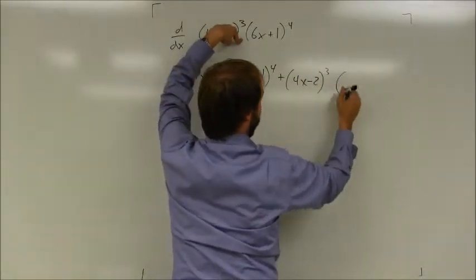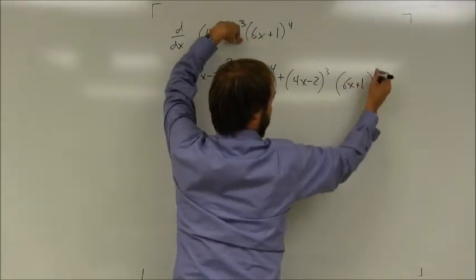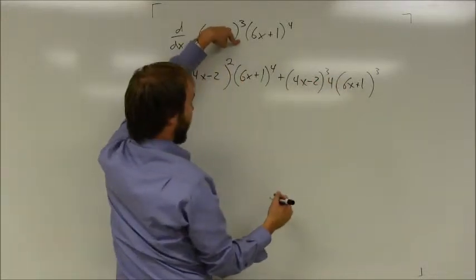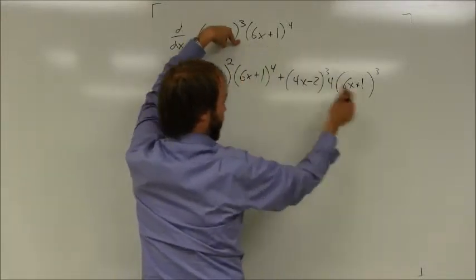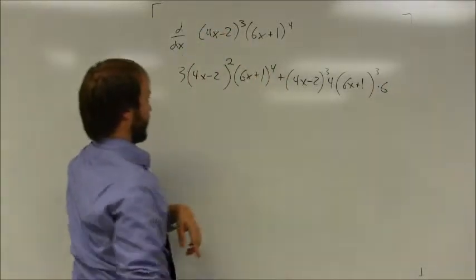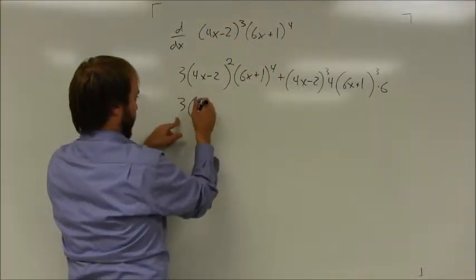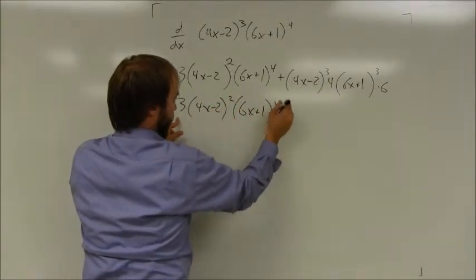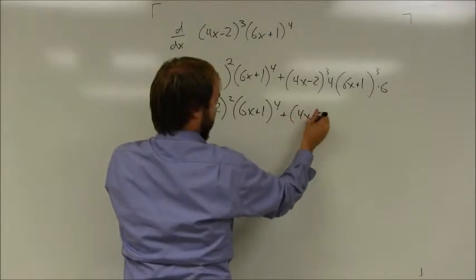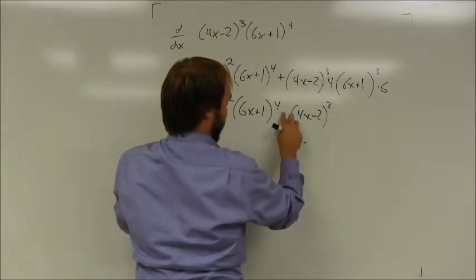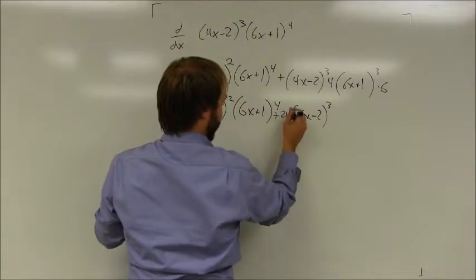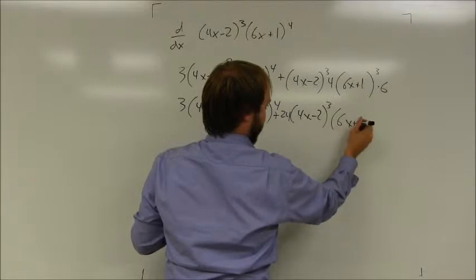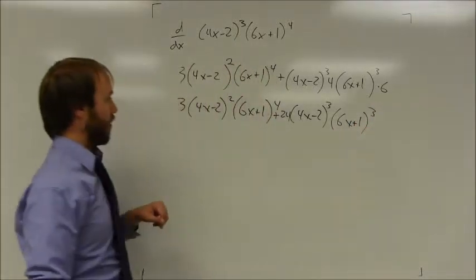Okay, that's a 4th power function. It's going to end up being a 6x plus 1 to the 3rd. 4 times 1 out in front gives me a coefficient of 4. And then remember, at the end, I need to multiply by the derivative of my inside function. So we can write this as something like 3 times quantity 4x minus 2 squared times the quantity 6x plus 1 raised to the 4th power plus quantity 4x minus 2 cubed. That's actually going to be 24. So plus 24 times quantity 4x minus 2 cubed times the quantity 6x plus 1 raised to the 3rd power.